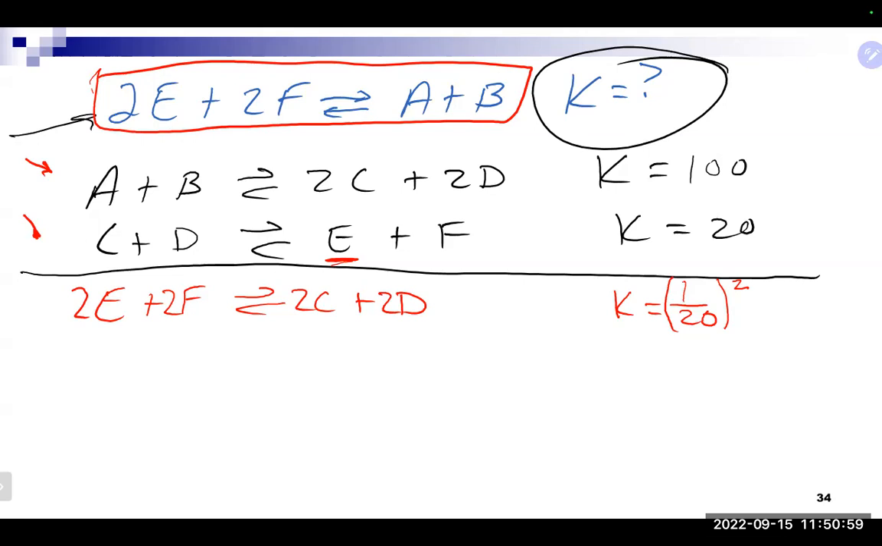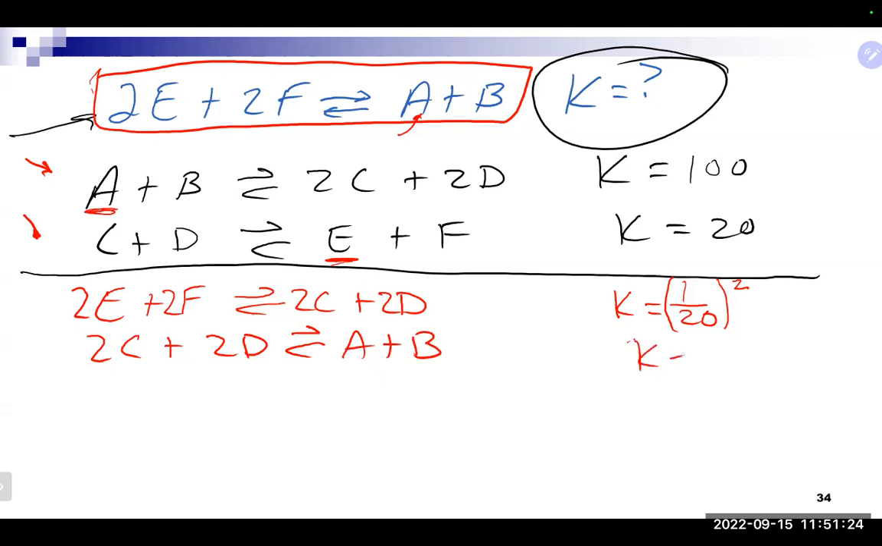So then I'm going to go to my next one, which would be A. A is on the right-hand side. Once again, here, my A is on the incorrect side. It's on the left, so I need to flip it. I just need 1 A, and I have 1 A. So all I have to actually do on the second one is reverse it. So that would give me 2C plus 2D gives me A plus B.